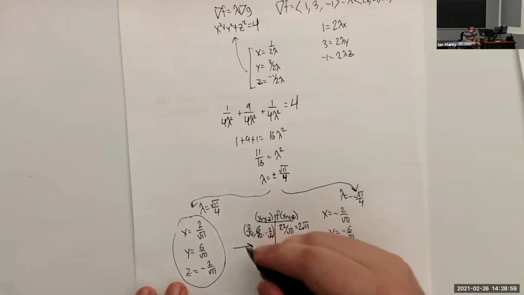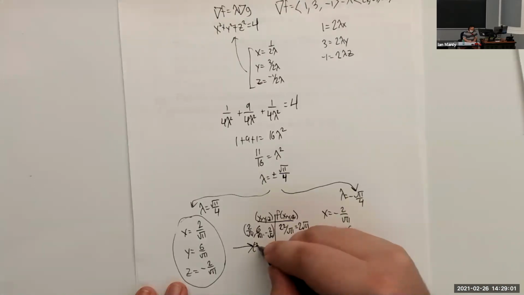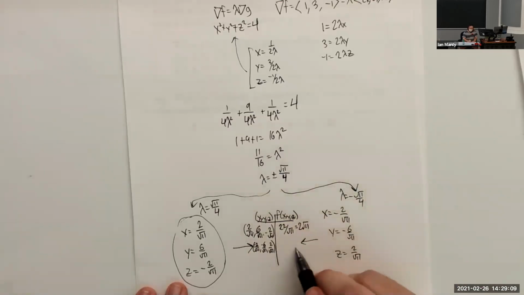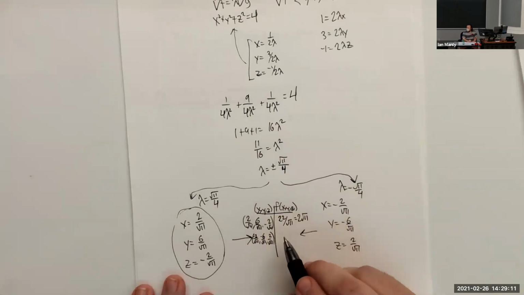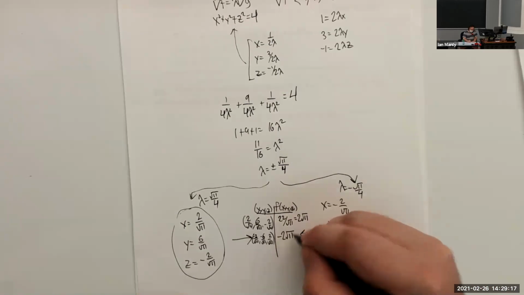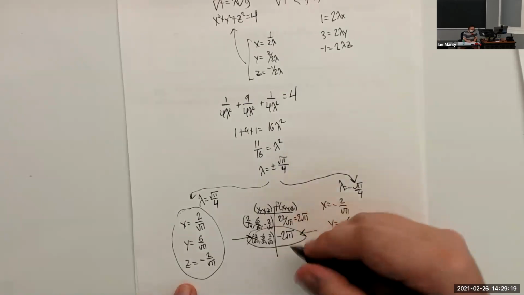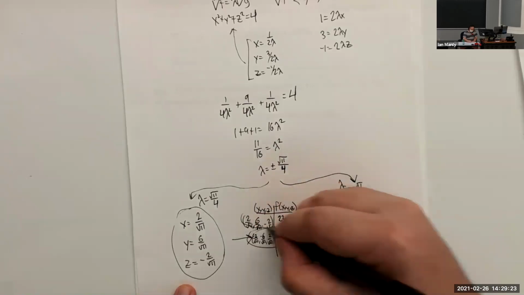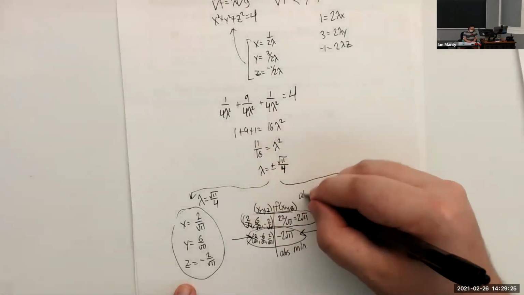And then I bet you could guess what's going to happen without even doing anything for the other point. What do you guys think this one's going to be? Without even really calculating it. Yeah, that's right. It's just going to be the negative version. Okay, so then this one is going to be our minimum, absolute min if you want to label it. And this one will be our absolute max.